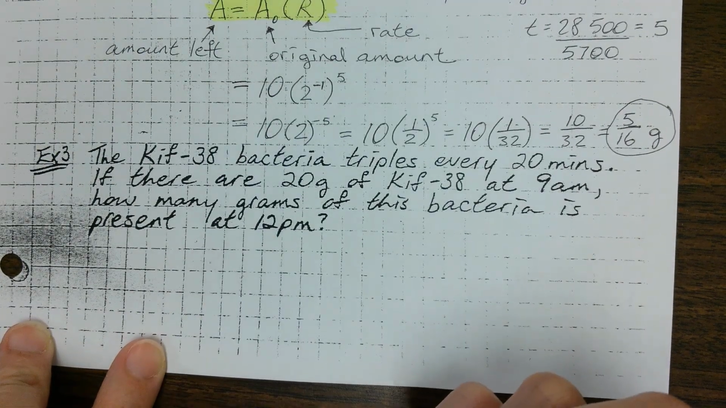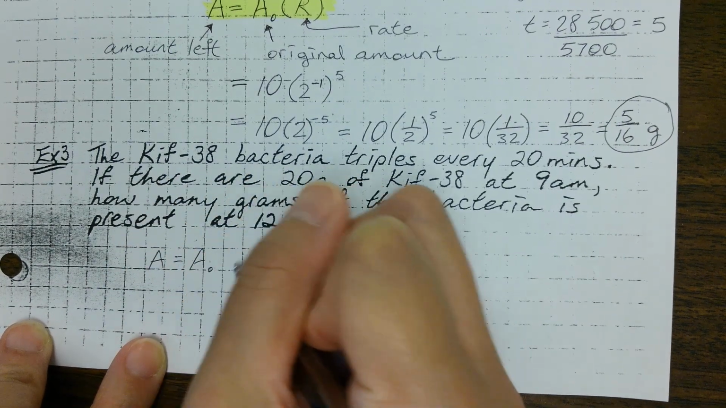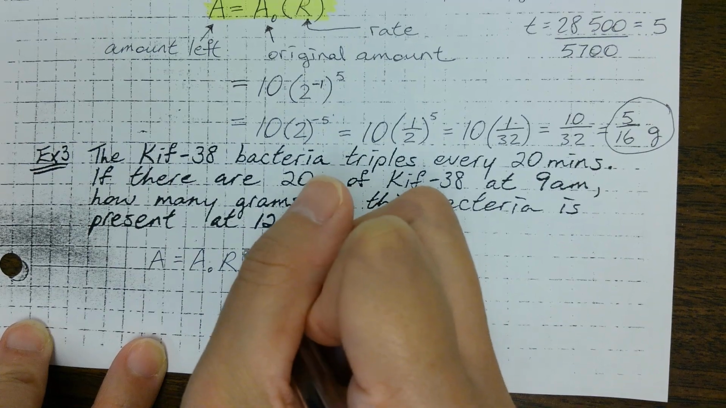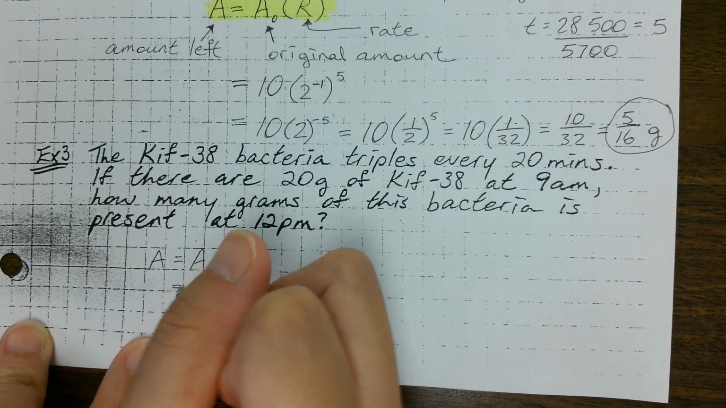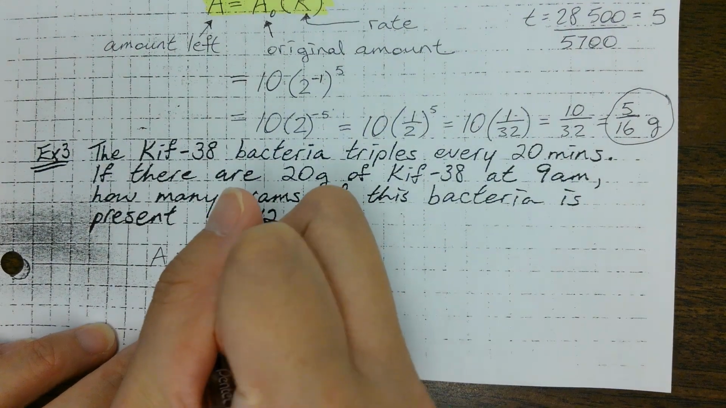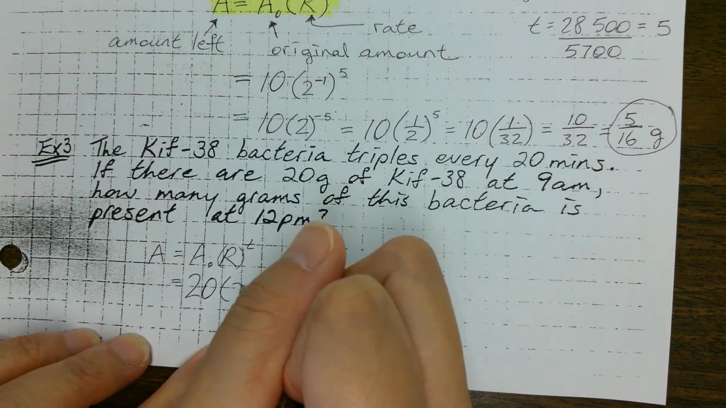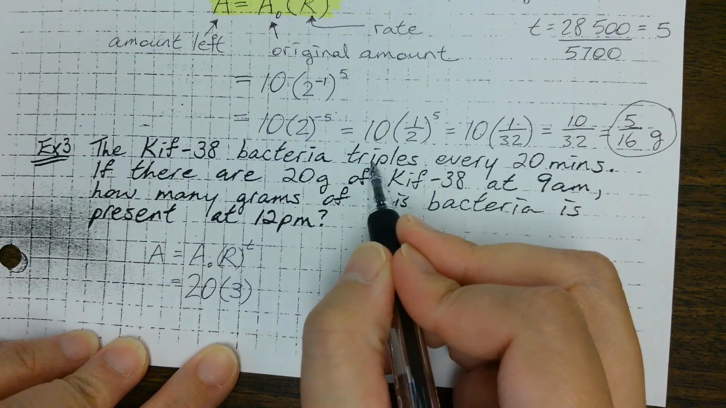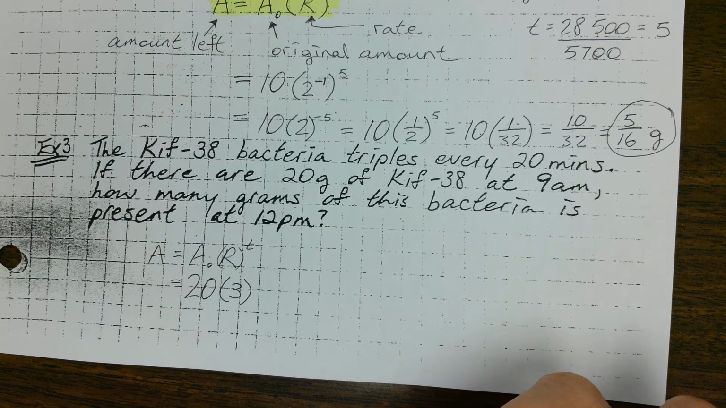At the beginning of school this morning, there were 20 grams of this bacteria on your desk. So let's see how much there is at lunchtime. We're going to use this formula: A equals A0 R to the T. What was the original amount? 20 grams. What is the rate of how it changes? Triple. What number represents triple? 3. Triple means 3. And what number am I putting for T?